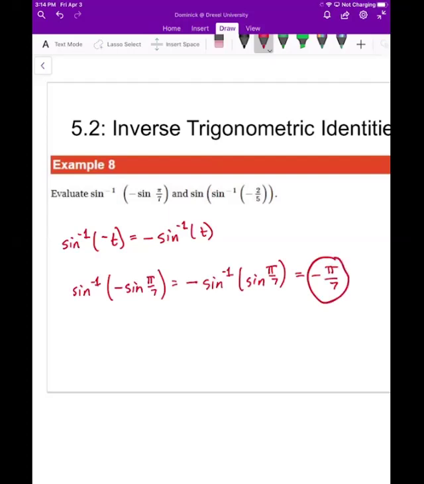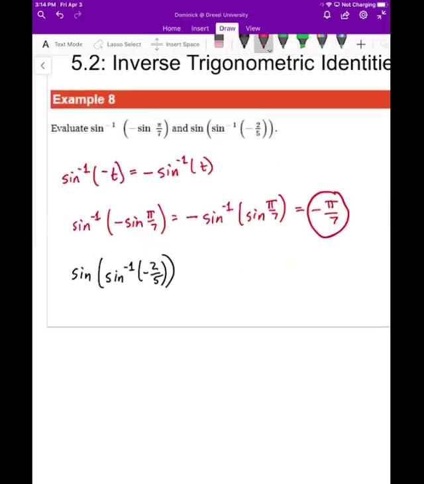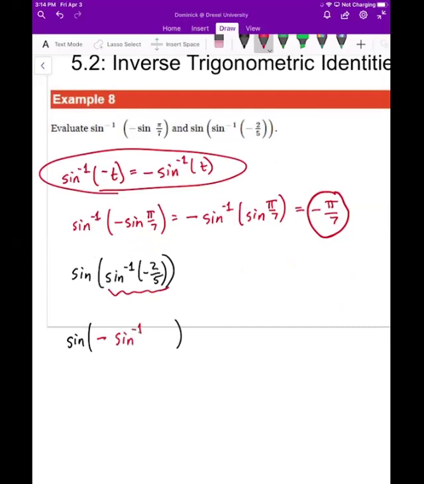Okay. Now the second one is a little bit different because now the inverse sine is on the inside. So what we have here is now this inside is of this form of this identity. So now I'm going to get a sine. And what do I do here? I need to take the negative on the outside and do the sine, the negative sine, inverse sine of positive 2 over 5.